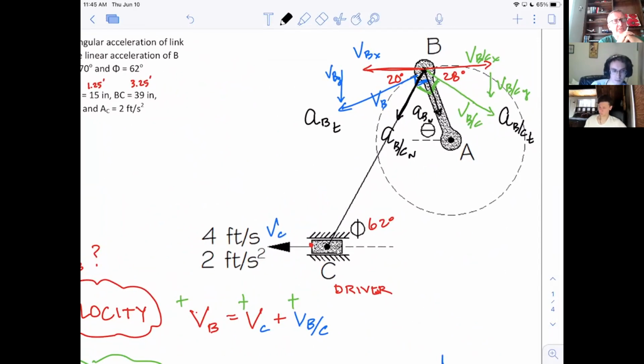The best thing to do is kind of like we did with the red, is just to give the angle from horizontal. So the 20 and the 28 still hold. But what about this acceleration of B with respect to C normal, what angle is that at? Where, how do I get that involved?